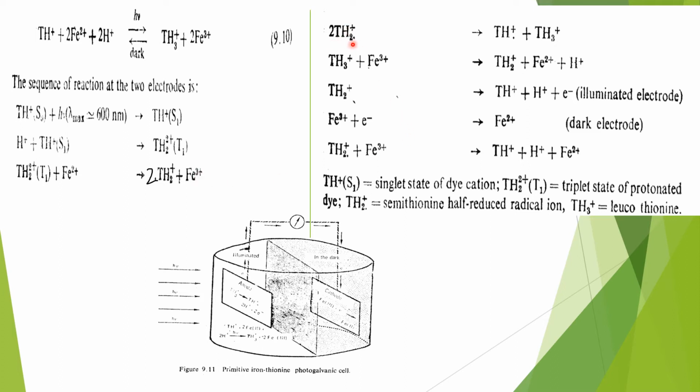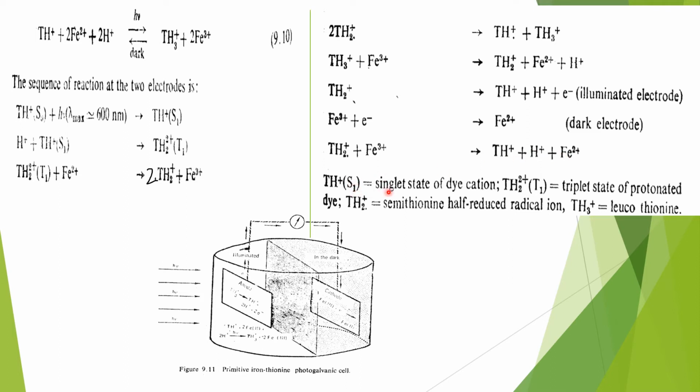So it is the second. It is the same. Then that TH2+ species forms TH+ plus TH3+ species. That TH3+ plus Fe3+ will lose one proton and form TH2+ plus Fe2+ plus protons. That TH2+ again forms TH+ plus protons plus electron. That Fe3+ plus electron forms Fe2+, and TH2+ plus Fe3+ forms TH+ plus H+ plus Fe2+.